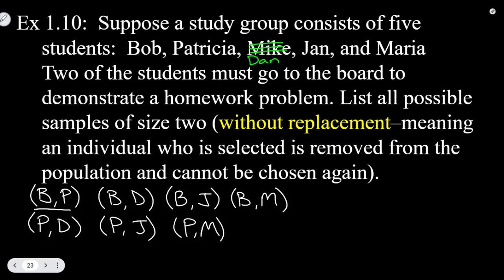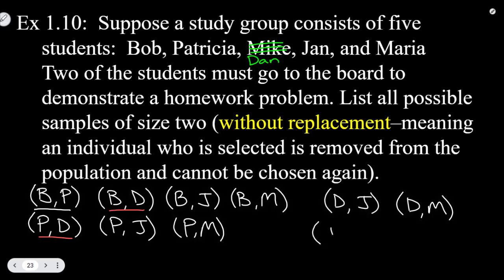If we go on, Bob, we've taken care of Bob, we've taken care of Patricia. Dan. So we could say, when will Dan be chosen? Well, we've already had Dan with Bob and Dan with Patricia. So that's 2 times, and chances are we should have 4 again. So we also need to have Dan getting chosen with Jan and Dan getting chosen with Maria. So those would be all 4 times, including the 2 from before, where Dan gets chosen. So we've done Bob, done Patricia, got Dan taken care of.